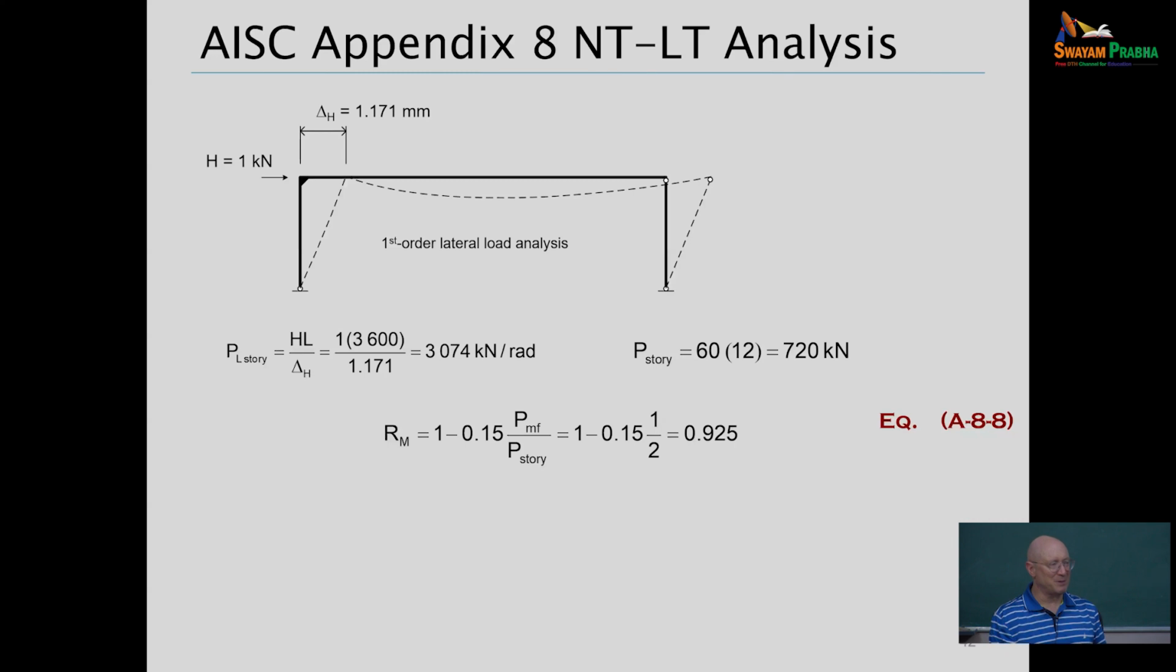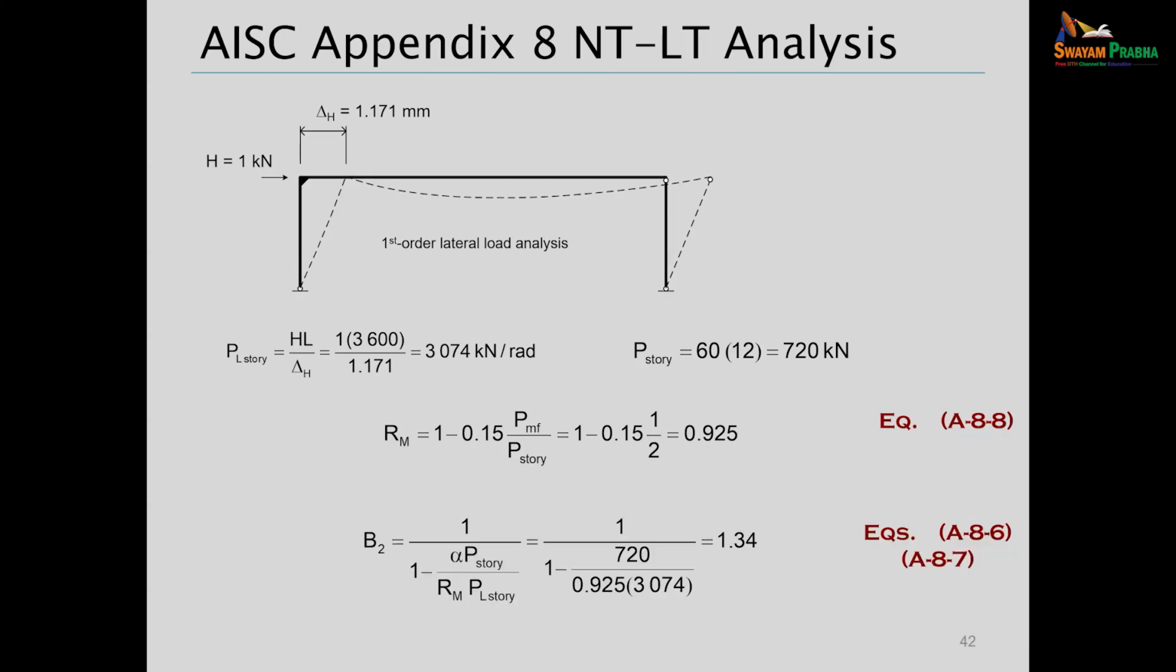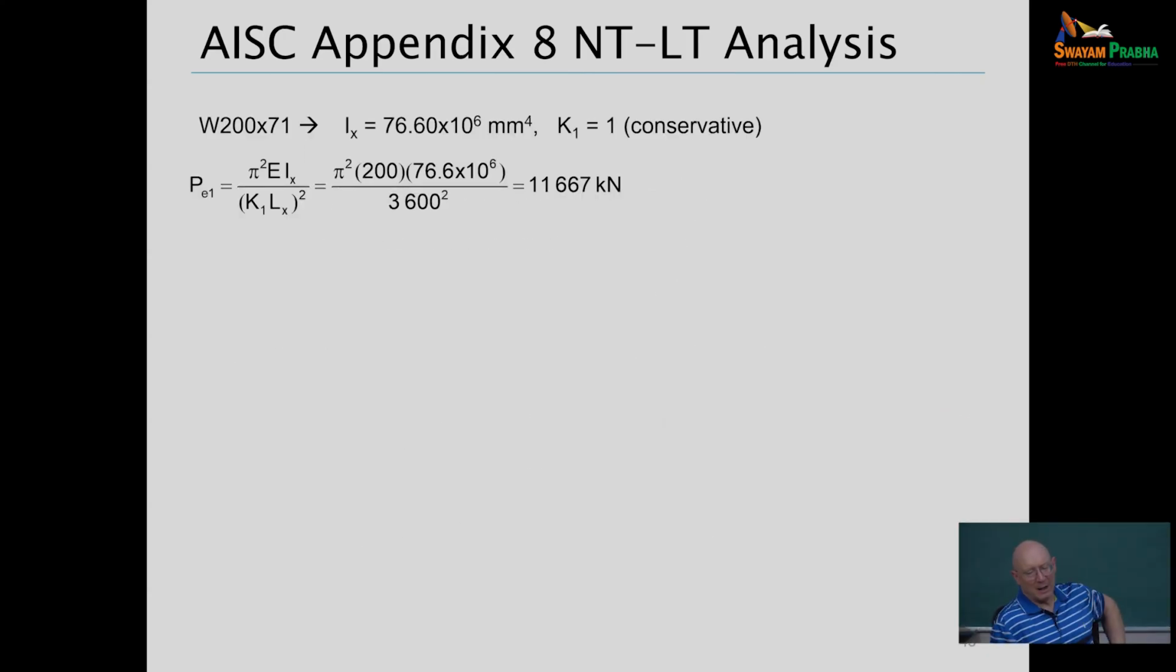Remember, R sub m is accounting for, it's generally a conservative estimate of, the P small delta effects on the large delta. So now let's put all this into the equation we derived for B2. We get a side sway amplifier of 1.34. Okay? So we're going to take this both as the amplifier for the displacements as well as for the moments, the side sway moments. Now we need to get B1.